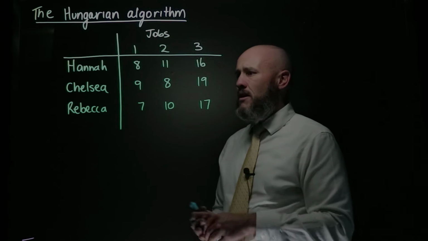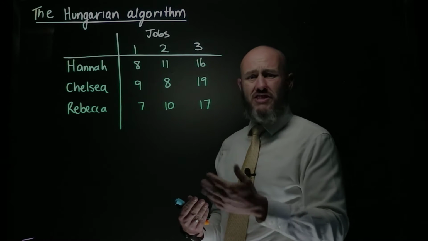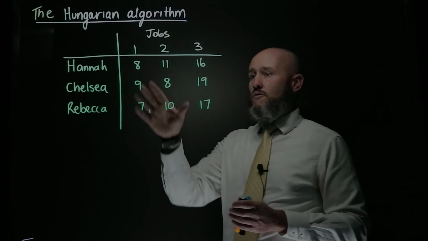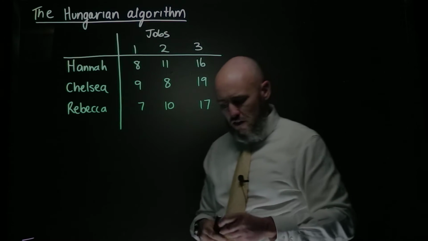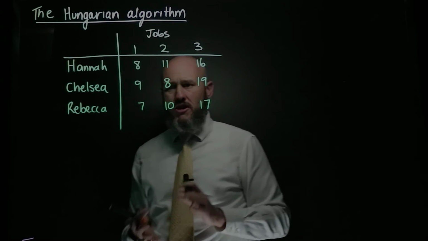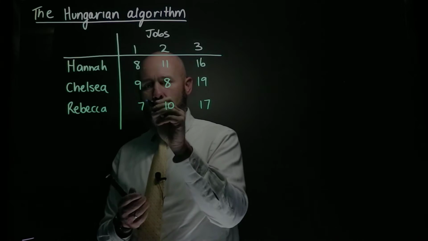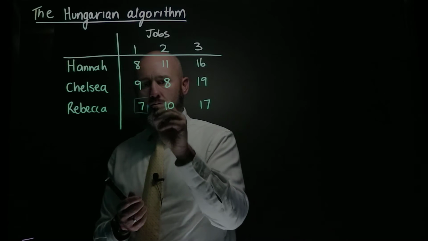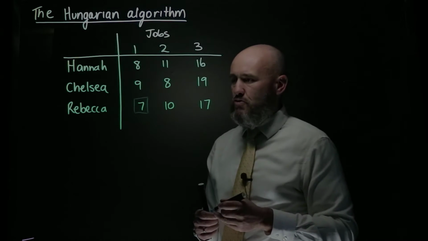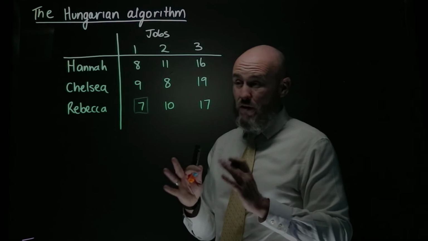But for now, Hannah, Chelsea and Rebecca can do these jobs, and we want to minimize the amount of time it takes to do these jobs. So I've got the times in here. The one thing I could do is I could go through and just do it logically. Because actually when you break this one down logically, you go, let's look for the smallest amount of time. If I got Rebecca to do this job, well that's only 7 minutes, so that's pretty good. And that's probably going to be in there. It might not though, so be careful.